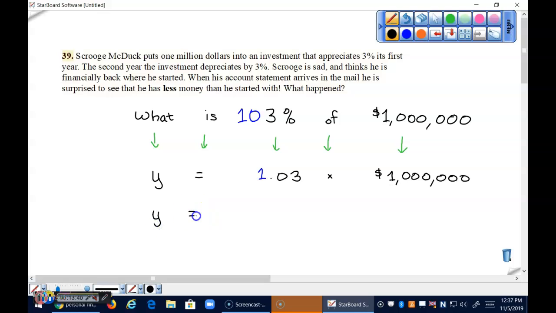Okay. Well, this is just going to be 6 zeros. 1, 2, whoops. 1, 2, 3, 4, 5, 6. There we go. So that's the appreciation. Then it depreciates 3% the next year.